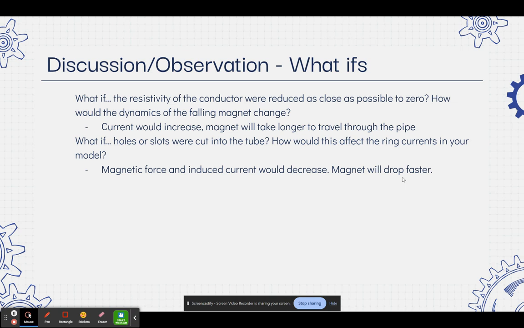And the what-ifs. What if the resistivity of the conductor were reduced as close as possible to 0? How would the dynamics of the falling magnet change? The current would increase, and the magnet would take longer to travel through the pipe.